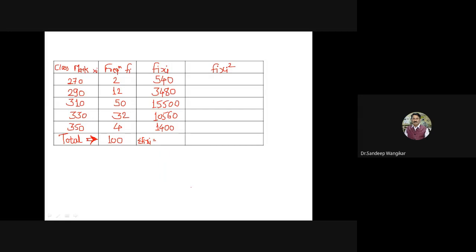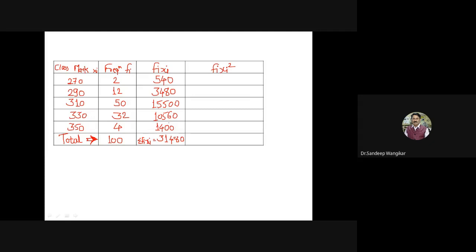Go for addition, friends. 31480. Very good. So this is your first answer. The numericals are very simple as compared to other chapters. 31480. Okay. Now fi xi square.